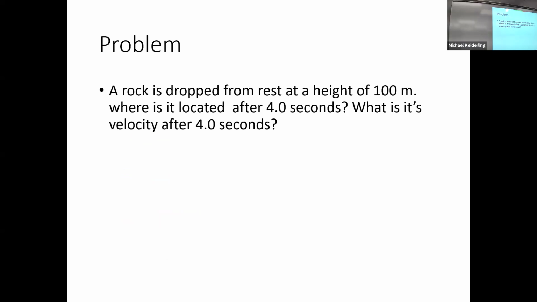So a rock is dropped from rest at a height of 100 meters. Where is it located after 4 seconds? What is its velocity after 4 seconds? So here we're going to use the fact that g equals 9.80 meters per second squared. The constant I'll be giving you on the exam.